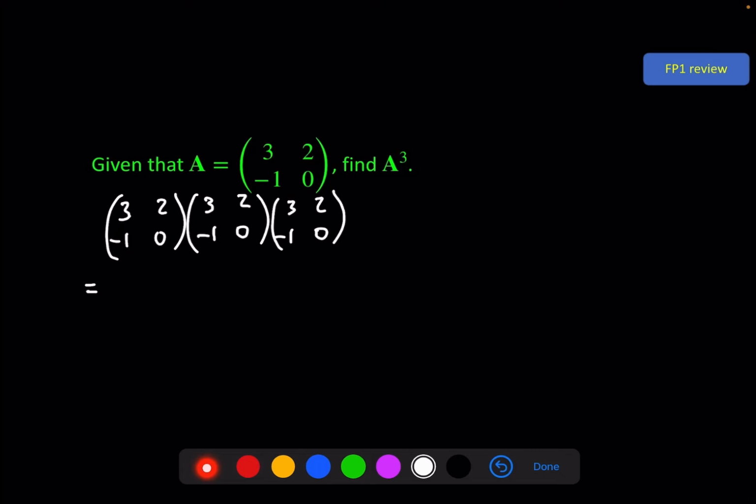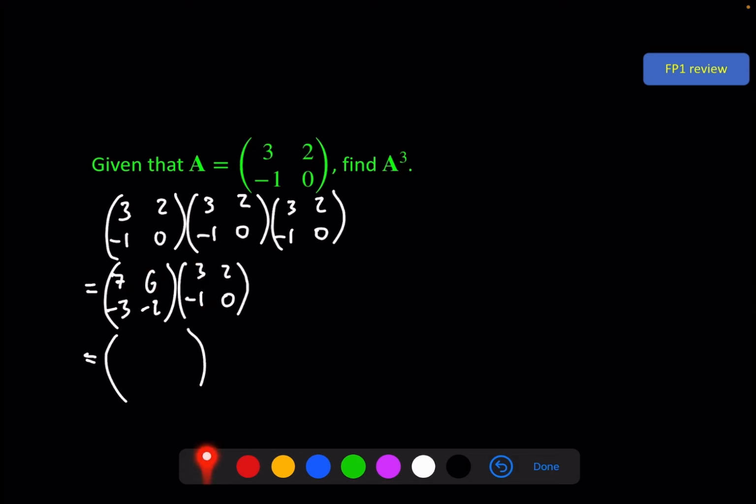I choose. So here we've got 9 minus 2, give us a 7, 6 minus 0, minus 3 plus 0, and minus 2 plus 0. And then we've still got the third matrix to give us a final matrix: 21 minus 6, 15, 14 plus 0, minus 9 plus 2, and finally minus 6 plus 0.